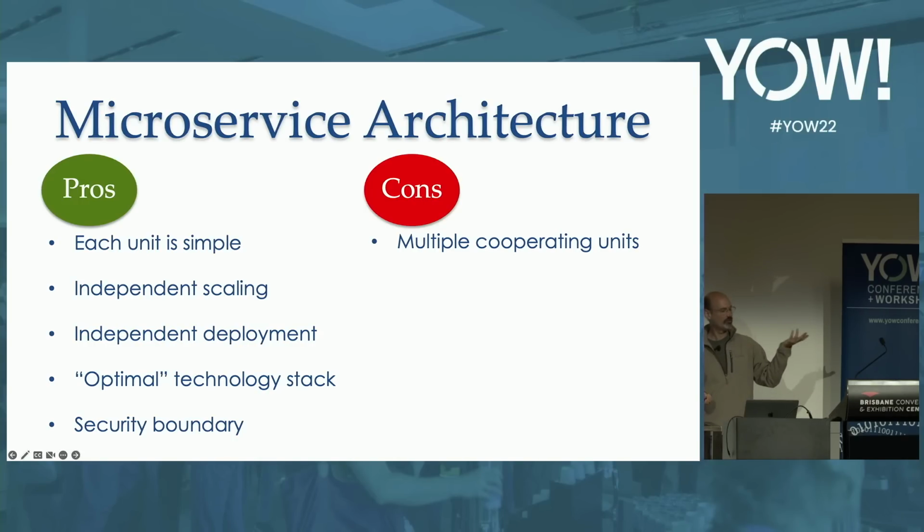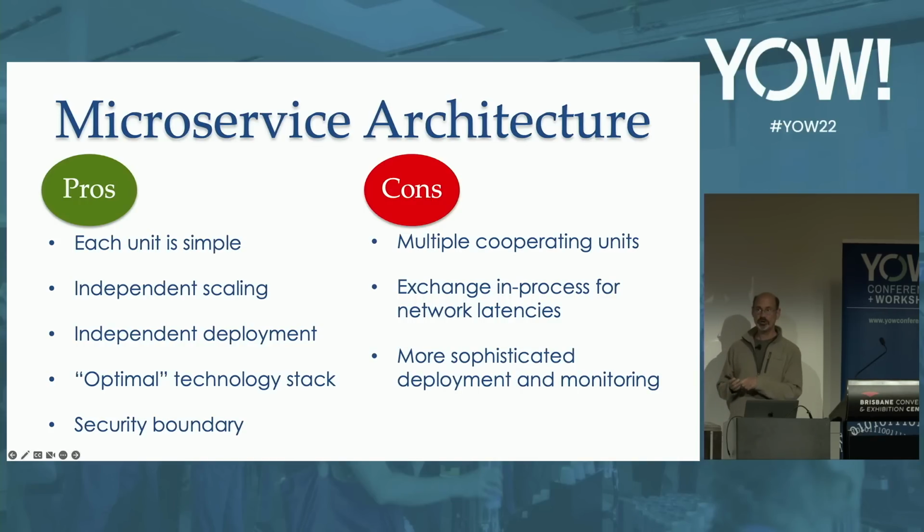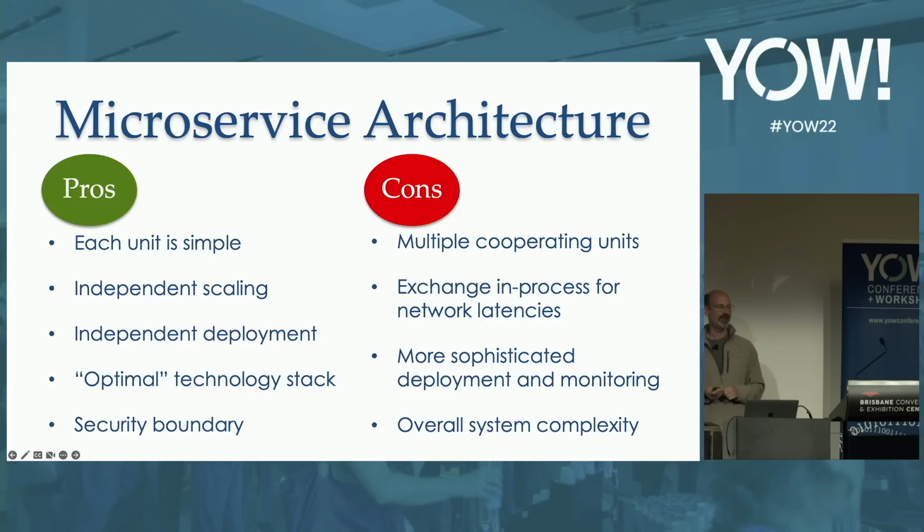So now, even though each unit is simple, now we have multiple cooperating units. We've exchanged those in-process latencies for network latencies. Now we need to introduce much more sophisticated deployment and monitoring capabilities, and arguably the overall system complexity, at least from a boxes and lines perspective, is higher in this microservice world than it was in a monolithic world.